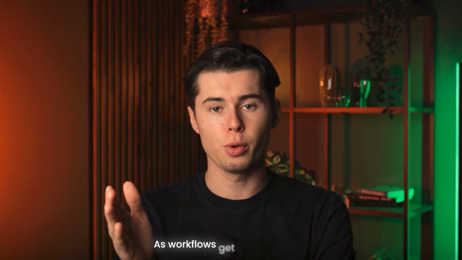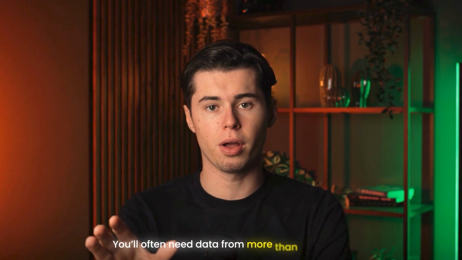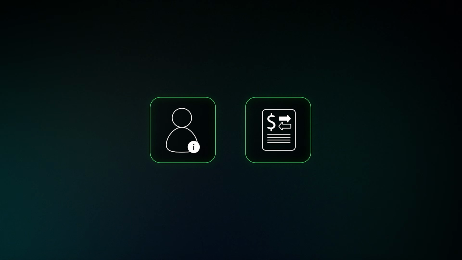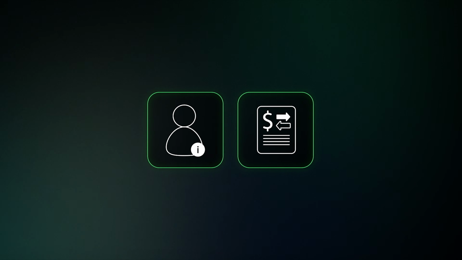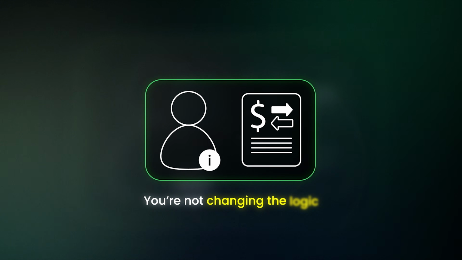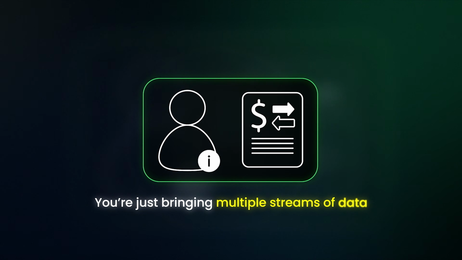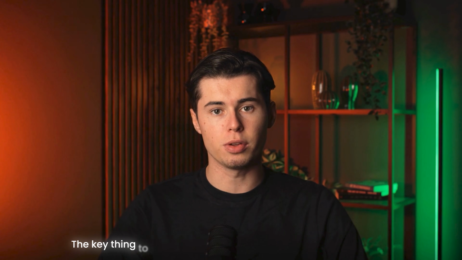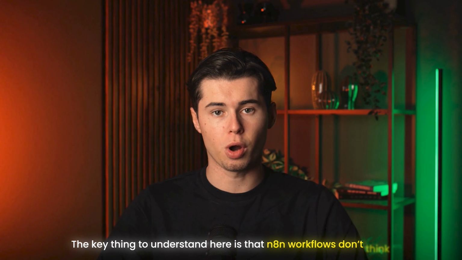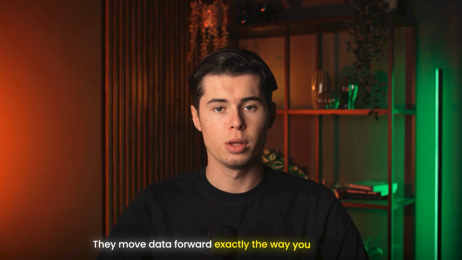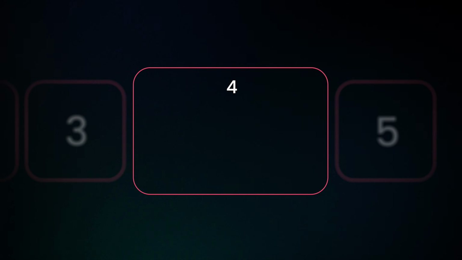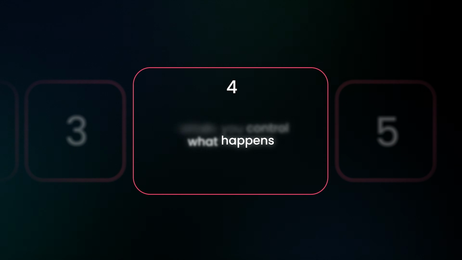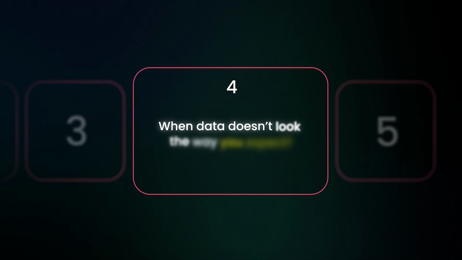When you see objects, arrays, and fields, all that means is N8N is being very explicit about what the data looks like. As workflows get more complex, you'll often need data from more than one place. Maybe one node pulls in user information and another pulls in transaction data, and you need both together. That's where merging inputs comes in. You're not changing the logic, you're just bringing multiple streams of data into a single step so you can work with them at the same time. The key thing to understand here is that N8N workflows don't think. They move data forward exactly the way you tell them to. But that raises the next question. If workflows don't think, how do you make decisions? How do you control what happens when something goes wrong or when data doesn't look the way you expect?